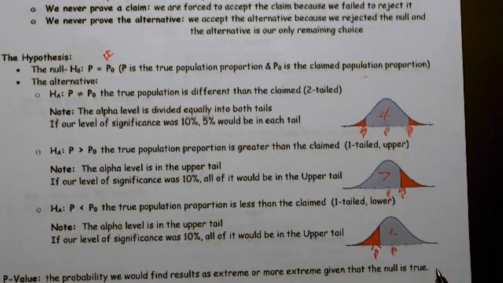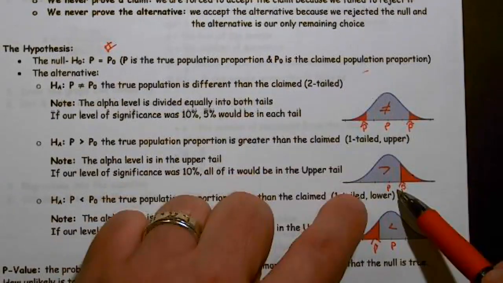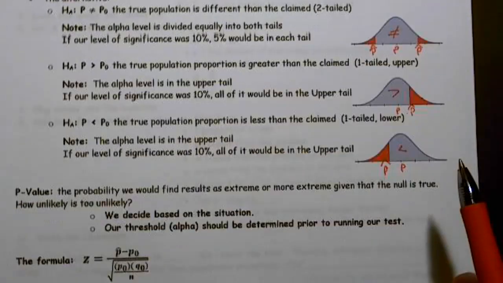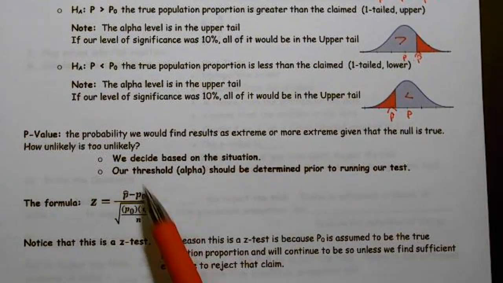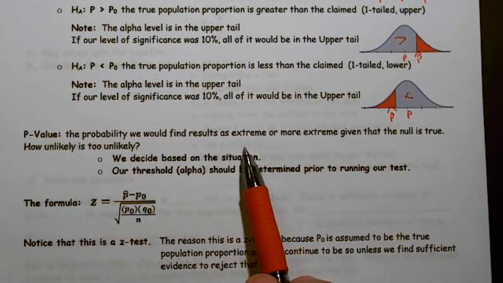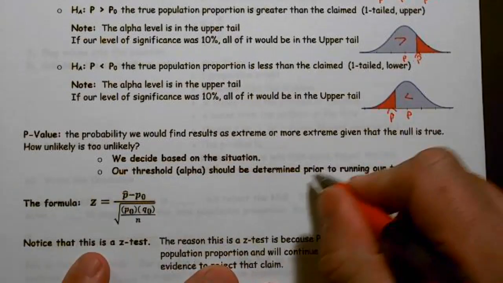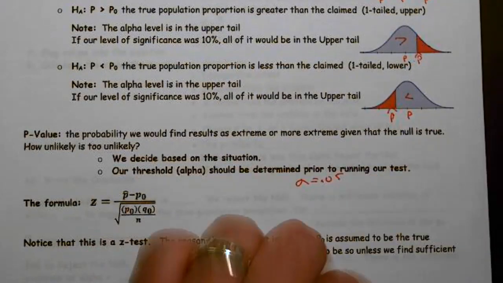Please remember, the p-value is in the tails for both of them. If it's smaller than alpha, for all of them, we reject. And again, the definition: the probability that we'd find a test statistic as extreme or more extreme given the null is true. And we decide based on the situation and the threshold alpha we determine prior to running the test. So they'll either choose it for us. If they don't choose it for us, we'll set alpha equal to 0.05 just to be consistent.